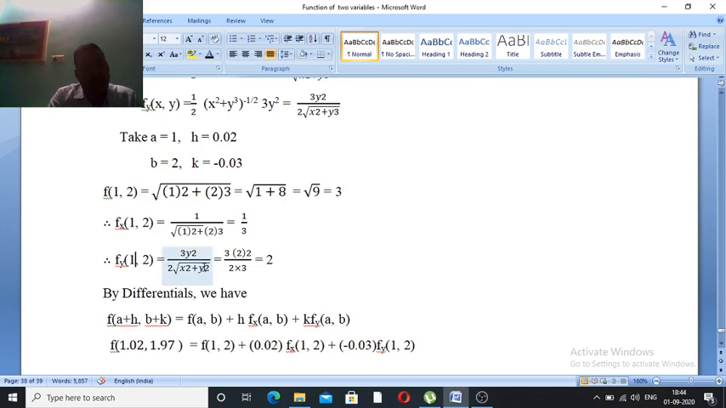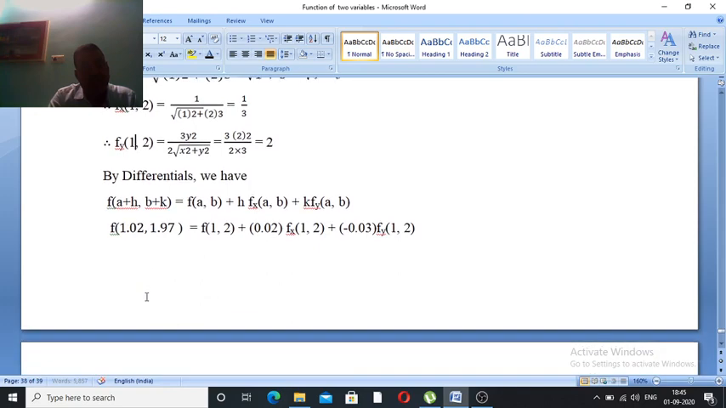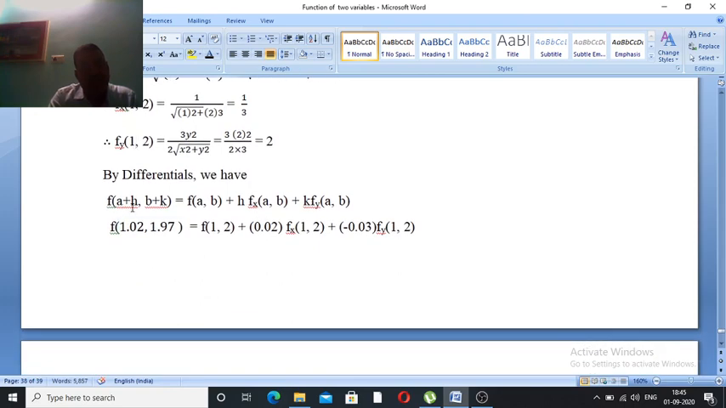f_y(1,2) is equal to 3y square upon 2 under root of x square plus y cube. Under root of x square plus y cube is 3. Therefore, 3 into 2 square, y is 2, so 3 into 2, and the 3 and 2 get cancelled. Only 2 remains, which is equal to 4. But by differentials we have f(a+h, b+k) is equal to f(a,b) plus h f_x(a,b) plus k f_y(a,b).